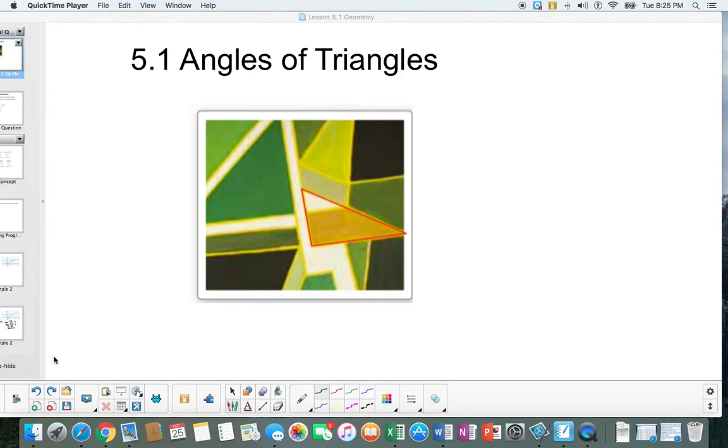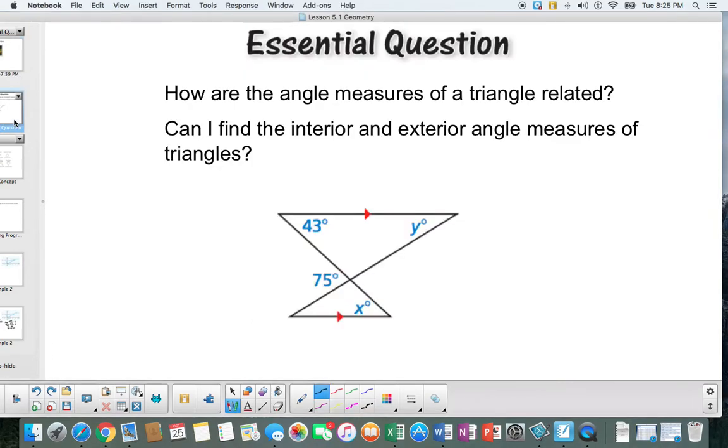Section 5.1, Angles of a Triangle. Essential question: how are the angle measures of a triangle related? Can I find the interior and exterior angle measures of triangles?